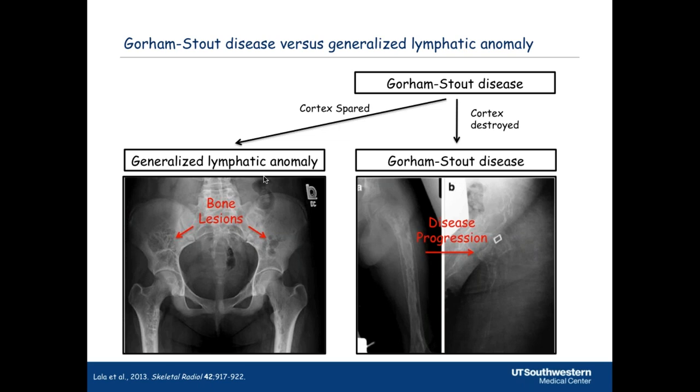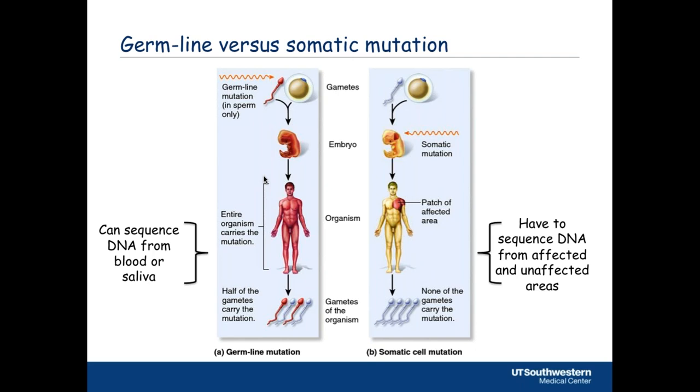The patients whose cortical bones were destroyed kept the name Gorham-Stout disease, whereas patients whose cortical bone was spared were renamed as having generalized lymphatic anomaly. Generalized lymphatic anomaly is very similar to Gorham-Stout disease. These patients will have irregular lymphatics in their soft tissue, and they will also have lymphatics in bone and exhibit these bone lesions. The big difference between generalized lymphatic anomaly, or GLA, and Gorham-Stout disease is the pattern of bone loss. Patients with Gorham-Stout disease will have bones that completely disappear, whereas patients with GLA, their bones will not completely disappear.